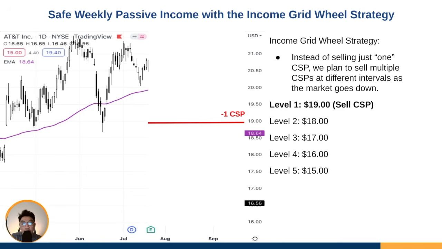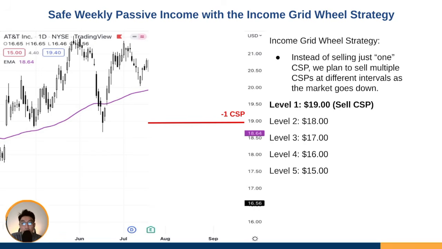The main reason is that if you were to sell all levels at once, you're going to find that at level 2, 3, 4, 5, you're not going to have that much premium at all, because it's just too out of the money. It's just too far away. And that's not what we want, right? Sometimes you won't even get enough premium to justify selling that, right? So what we want to do is sell one at a time, right?